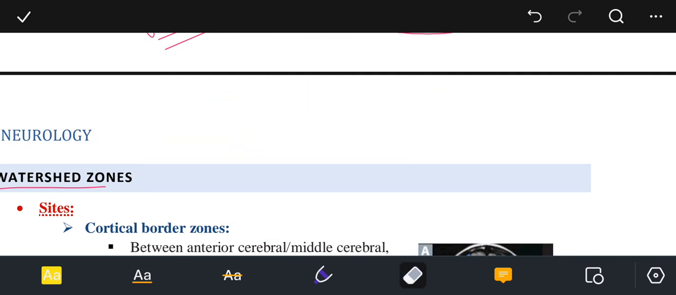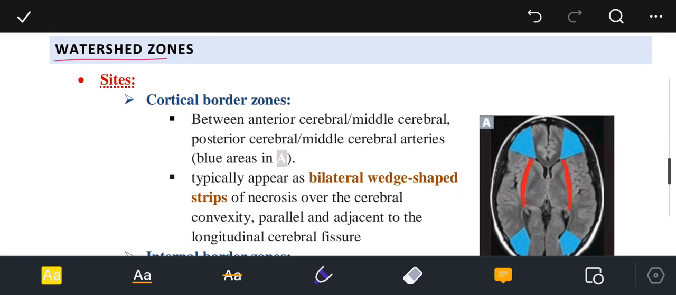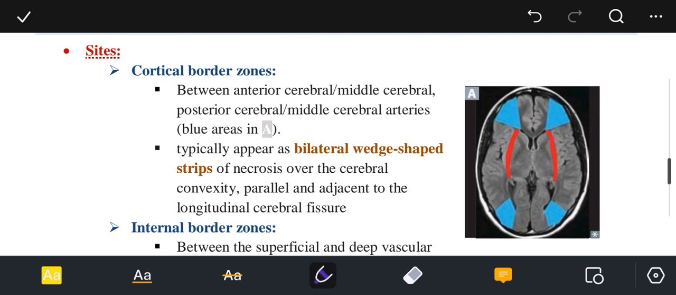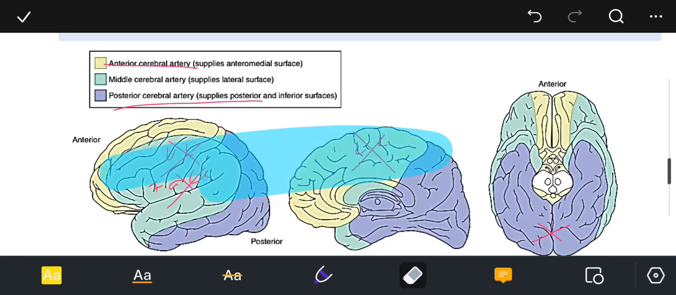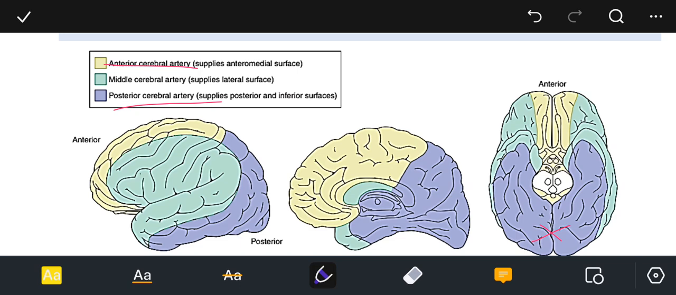Now let's talk about this thing. So in brain, the sites of watershed areas are the cortical border zones. As you have seen in this picture, suppose this is the area of the middle cerebral artery and this is the anterior cerebral artery. The line of junction between these two areas will be a watershed area. Same is true over here, and same is true in these areas.